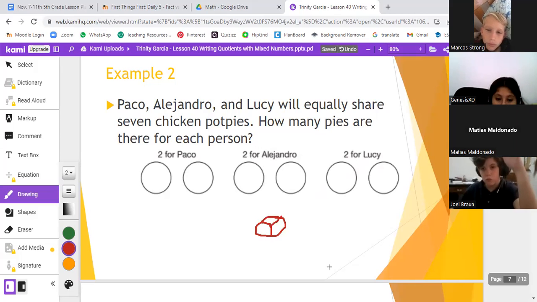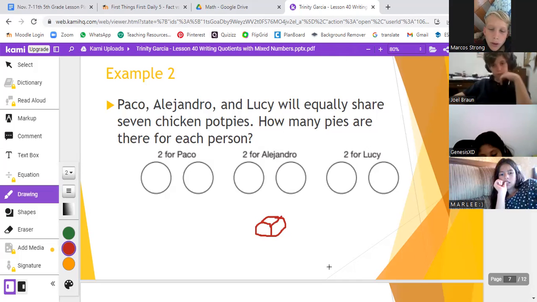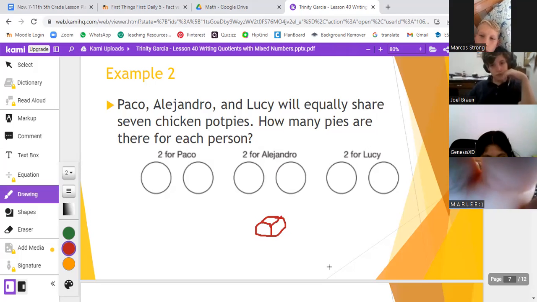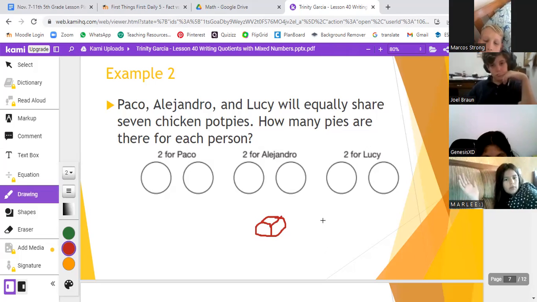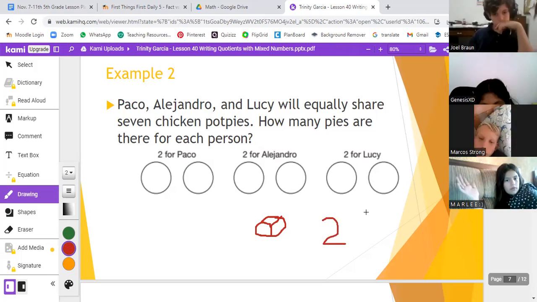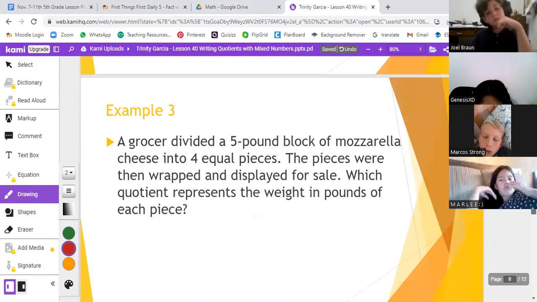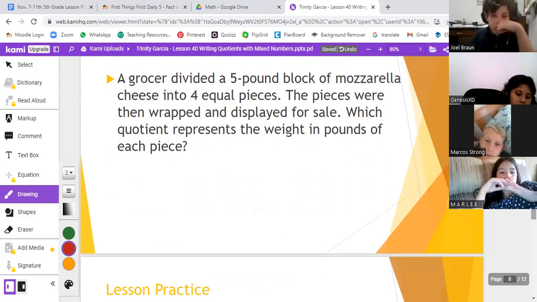Marcos, thanks for raising your hand. Joel, you're gonna do the next one. I think 2 1/3. Good. 2 1/3. And we would write our mixed number like this, 2 1/3. All right, good.